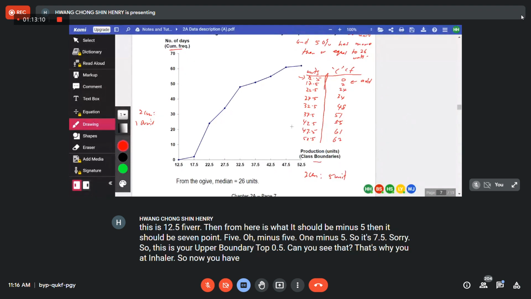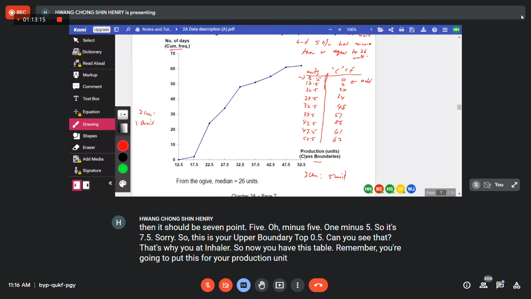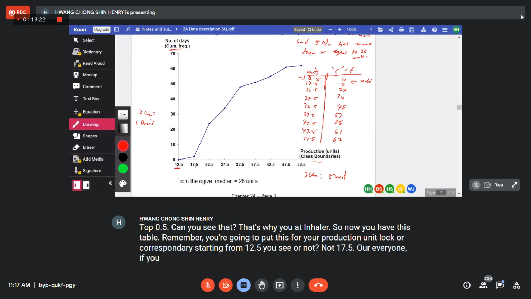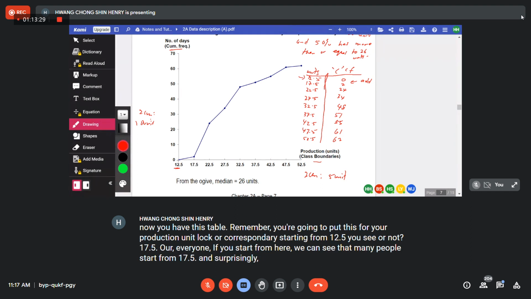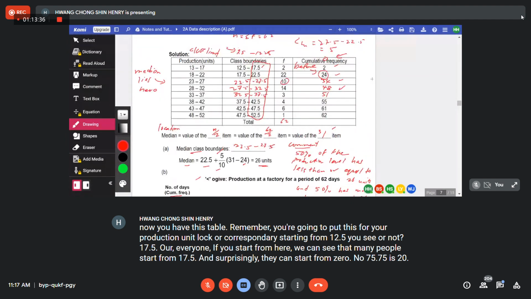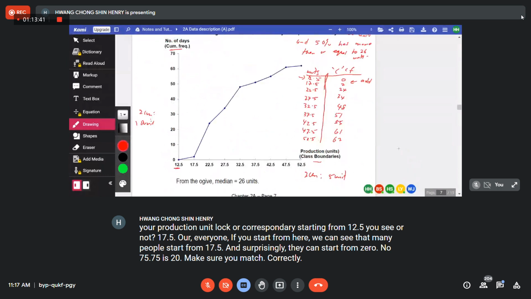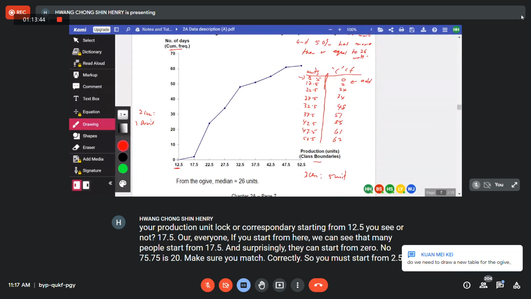So now you have this table. Remember, you're going to plot this for your production units against class boundary, starting from 12.5. You see or not? Not 17.5, everyone. If you start from here, we can see that many people start from 17.5. No, 17.5 is 2. Here. Make sure you match correctly. So you must start from 12.5 with 0 here.